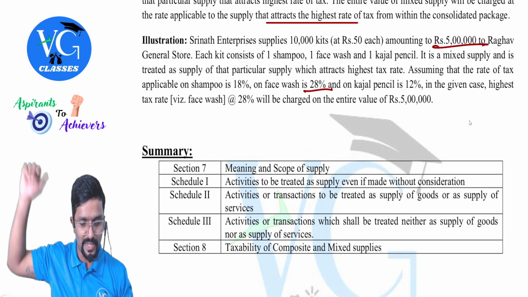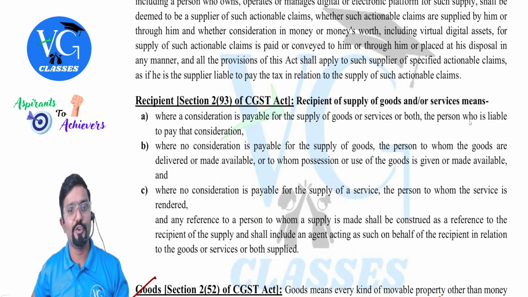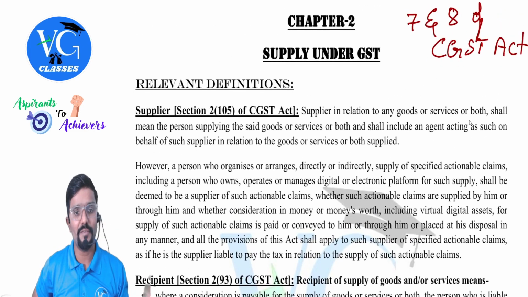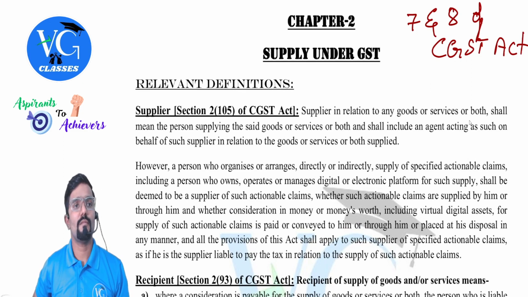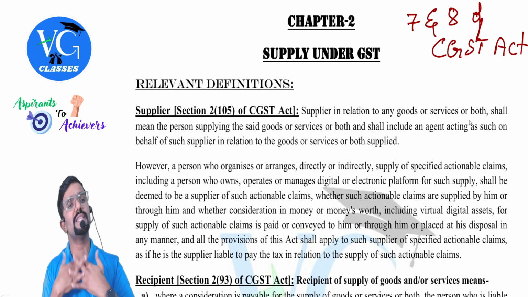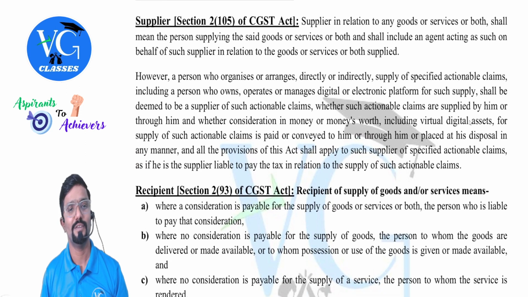We'll just cover it, especially supplier and recipient. Come to the beginning of this chapter. We have already covered most of the definitions. Few more are left. Supplier, recipient. Who is supplier? Simple. Seller of goods or service provider. Who is the recipient? Who has purchased the goods or who has taken the services. Very simple. But in the law, you see how big a dialogue they have put.